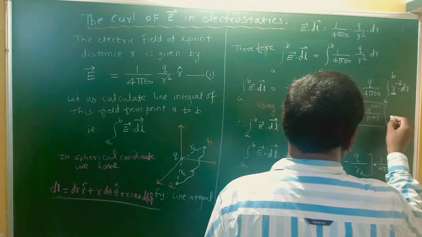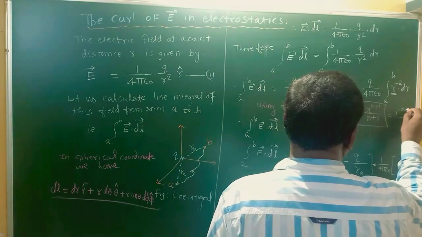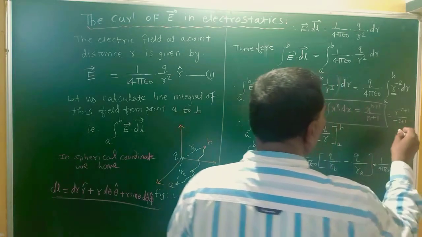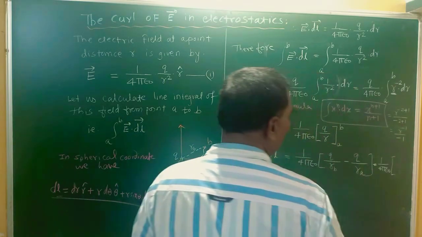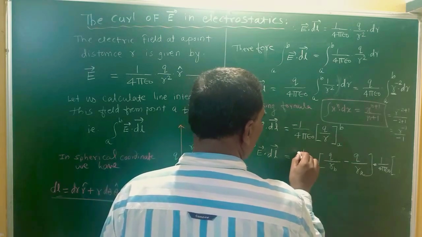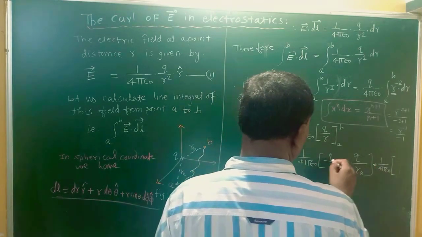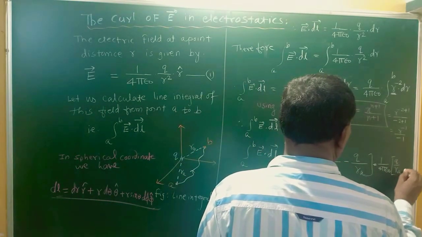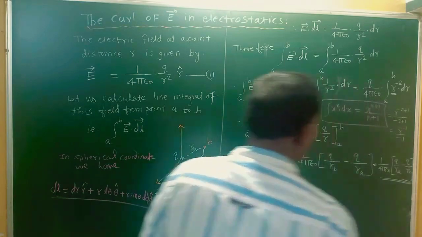this integration is r raised to minus 2, and here we have r raised to minus 2 plus 1 divided by minus 2 plus 1. This is nothing but r raised to minus 1 upon minus 1. And here the sign is minus, here also minus, and this minus comes inside, and minus minus gets plus, so we have Q upon rA minus Q upon rB. This is the relation we get.